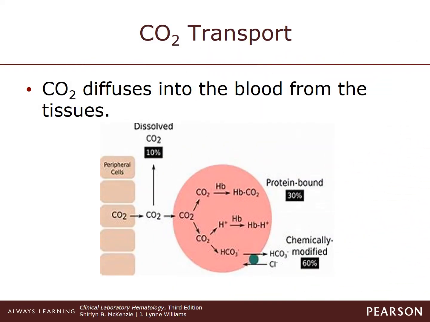Discuss a little bit about carbon dioxide transport. So CO2 diffuses into the blood from the tissues once oxygen is delivered. A small amount of carbon dioxide is dissolved in plasma and carried to the lungs. The diffused out carbon dioxide is expired or breathed out when it reaches the lungs.